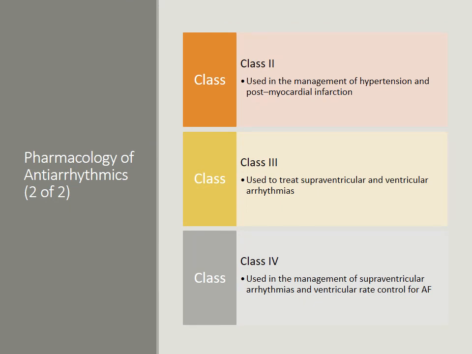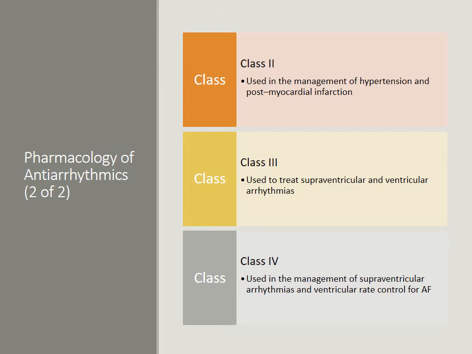Class 2 agents are beta-blocking agents. They are used in the management of hypertension and post-myocardial infarction. Class 3 agents have complex effects that can prolong the action potential and in some cases exert beta-blocking action. They're used to treat supraventricular and ventricular arrhythmias.